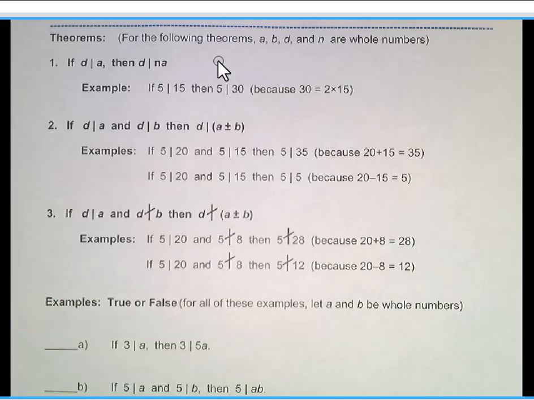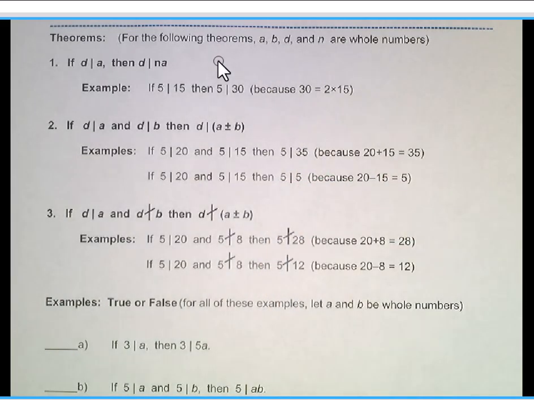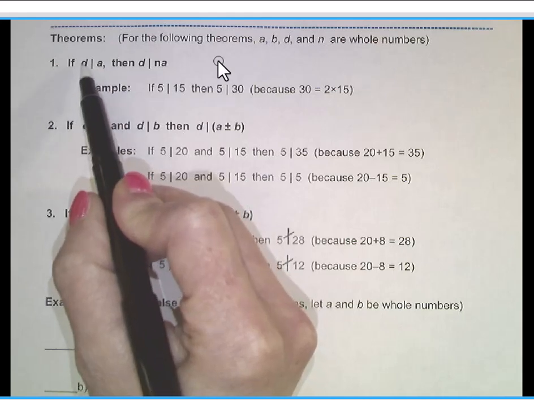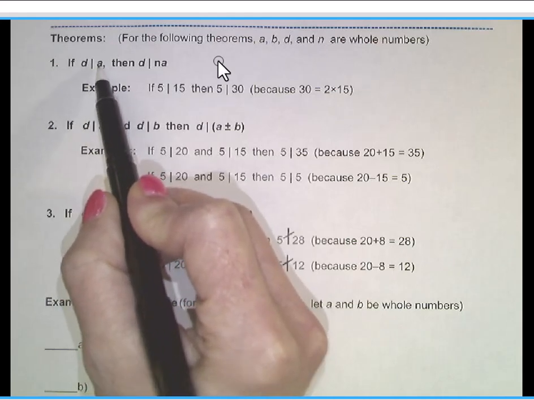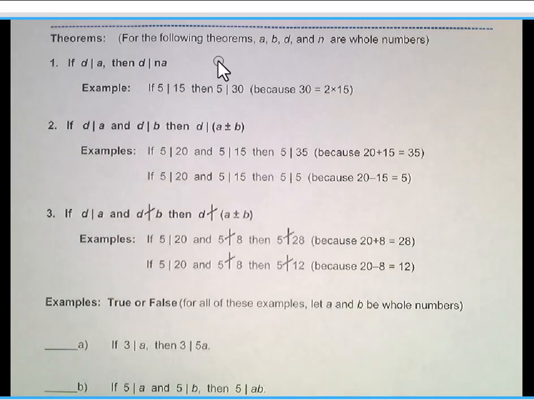The first one says, and for all of these theorems, A, B, D, and N are all just going to be whole numbers. So any generic whole number. The first theorem says if D divides A, so that means D divides evenly into A, then D will divide into any multiple of A. So that's true all the time.